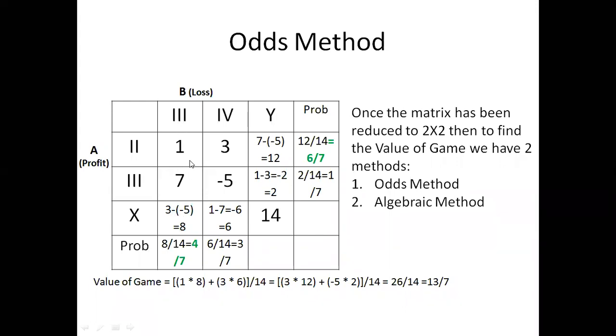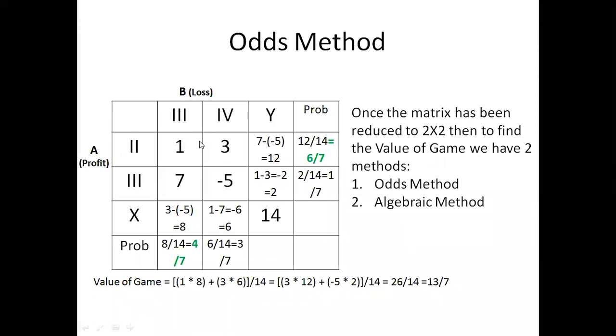Similarly, these two entities of column 1 go into column 2, oddment 2. So this is 1 minus 7 is -6, but since it is negative, you write it as positive. Now, once you get these oddments, 8 and 6 are the oddments for Y, that is B, and 12 and 2 are the oddments for A. Now, what you do is you determine the probability with which A will select which strategy.